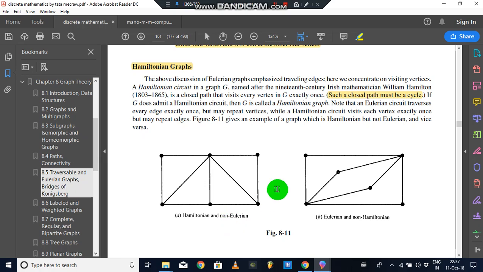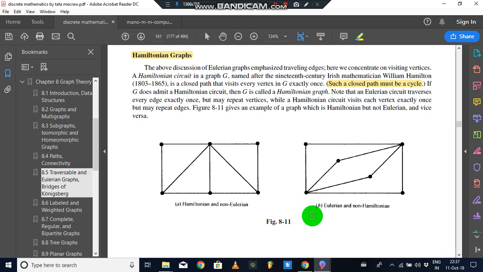So just observe this, what is Eulerian? An Eulerian circuit traverses every edge exactly once, but may repeat vertices. Vertices may be repeated. While a Hamiltonian circuit visits each vertex exactly once, here you can see each vertex exactly once, but there may be repeated edges. So this is the difference between Hamiltonian and Eulerian graphs.